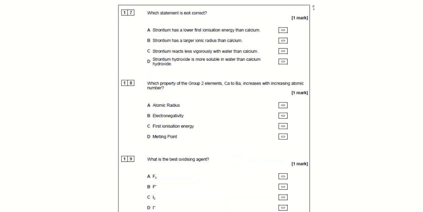Right, which statement is not correct for number 17? Strontium has a lower first ionization energy than calcium. That is definitely true.